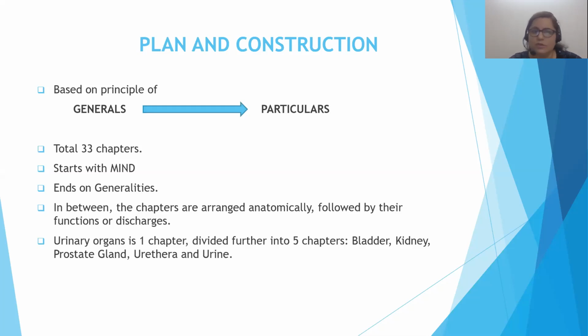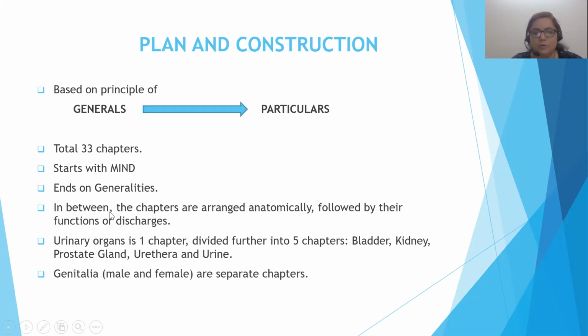Now, why I was talking about 33 and 37 is, if you see that the urinary organ is actually one chapter in the repertory, but it is further divided into 5 chapters, which are bladder, kidney, prostate gland, urethra, urine. So some people consider these as 5 chapters and they say it is 37 chapters, but actually it is one chapter in itself and thus comes out to be 33 chapters. It is further subdivided into 5 chapters. So that is how things are arranged.